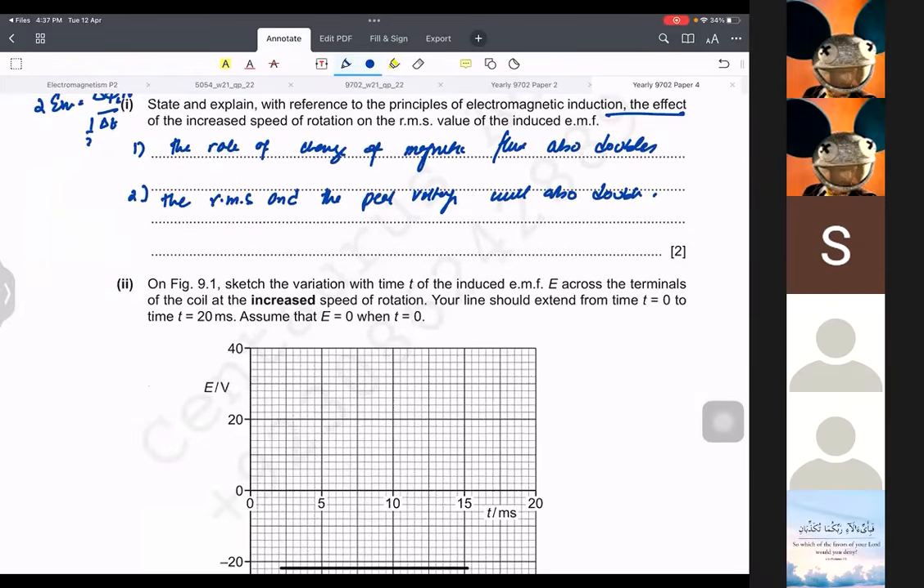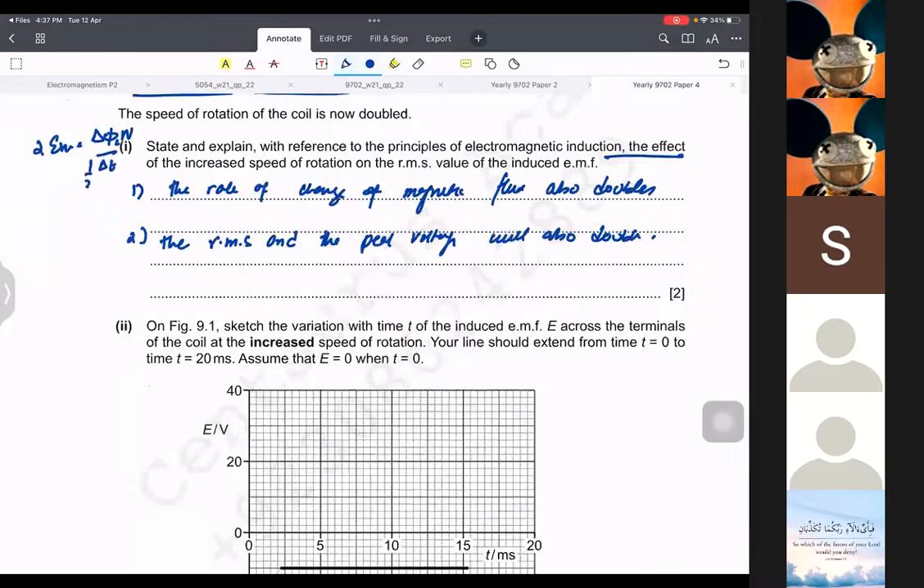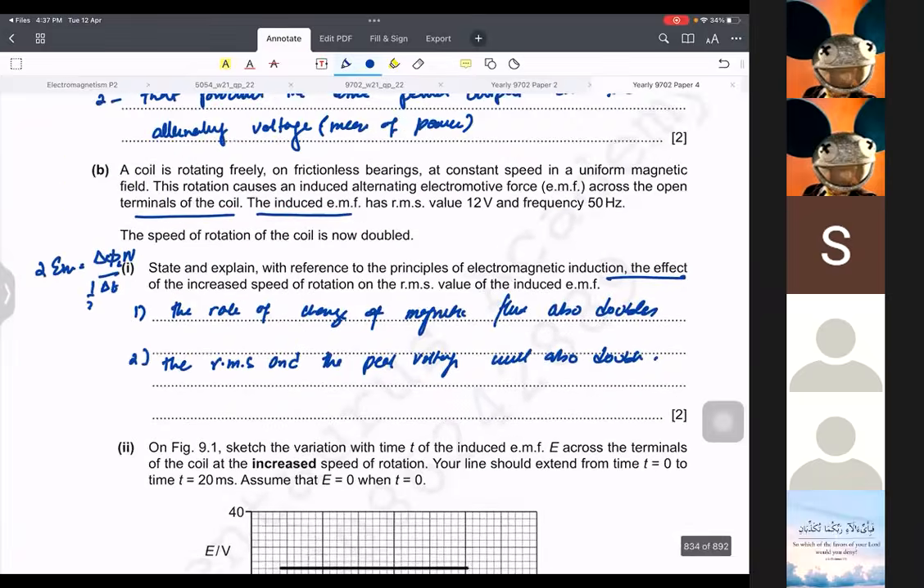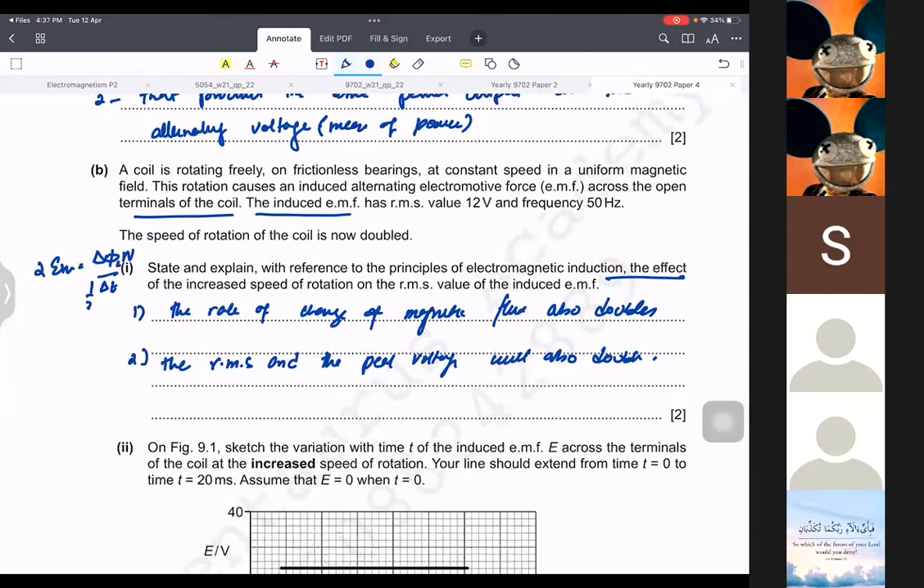Now, figure: sketch the variation with time t of the induced EMF across the terminals of the coil with increased speed of rotation. Your line should extend from this. Pehla jo tha na, I don't know they have given up anything like that or not. So they said first the frequency was 50. If this coil speed is doubled, it means the frequency is going to be 100, I guess, right? And voltage bhi aisa ho jayega. RMS voltage 12 hai.